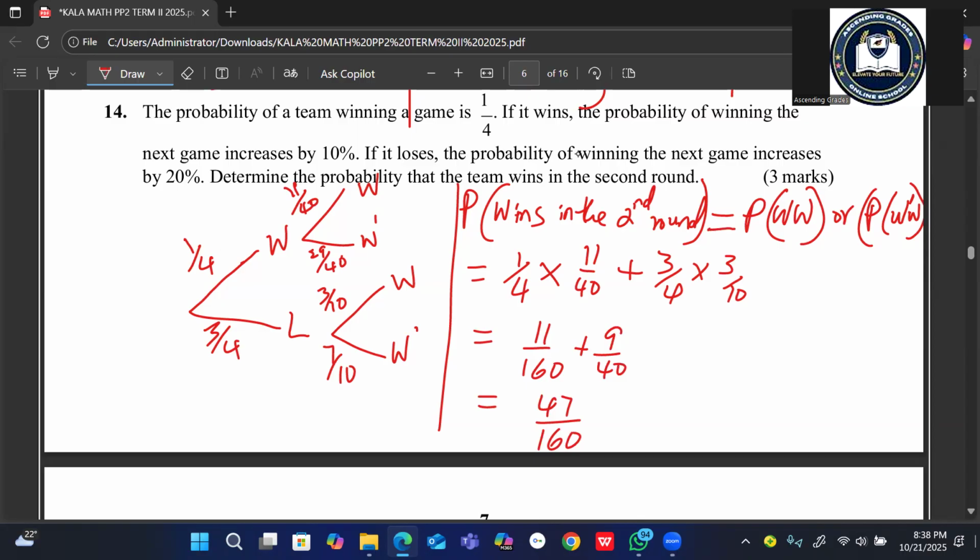This is it. The question was asking, determine the probability that the team wins in the second round. Should be probability that the team may win in the first round and also win in the second round. Or, that is addition, the team may lose in the first round and win in the second round. We are targeting the team to win in the second round. So the first one is win, a quarter multiplied by this one. And the second one, they may lose in the first round and win in the second round. So in doing that, it gives you 47 out of 160. So that is number 14.